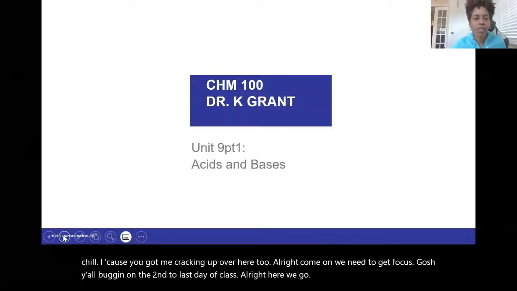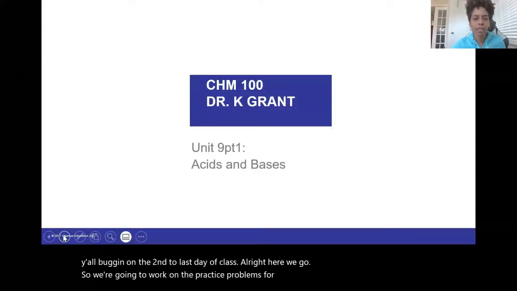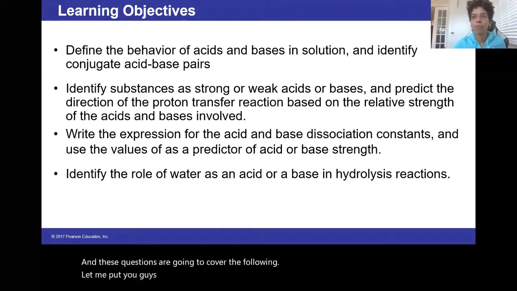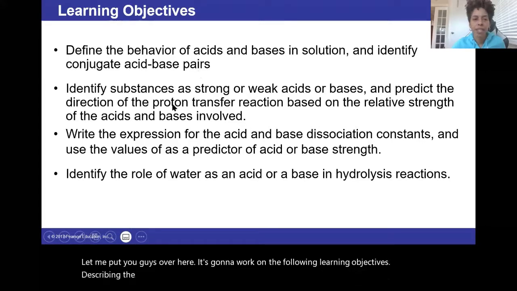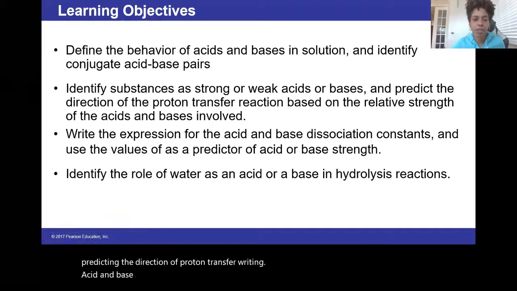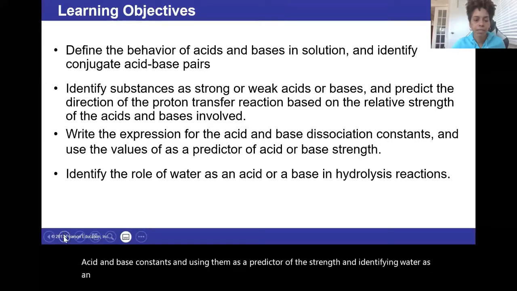So we're going to work on the practice problems for unit part 9, part 1. These questions are going to work on the following learning objectives: describing the behavior of acids and bases, identifying substances as strong or weak bases, predicting the direction of proton transfer, writing acid and base constants and using them as a predictor of the strength, and identifying water as an acid or base in hydrolysis reactions.